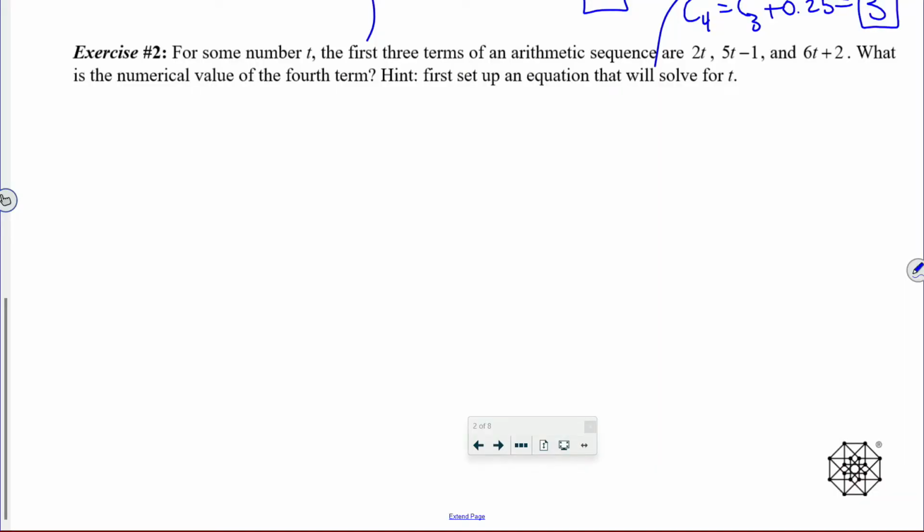For some number t, the first 3 terms of an arithmetic sequence are 2t, 5t minus 1, and 6t plus 2. What is the numerical value of the 4th term? Hint, first set up an equation that will solve for t.